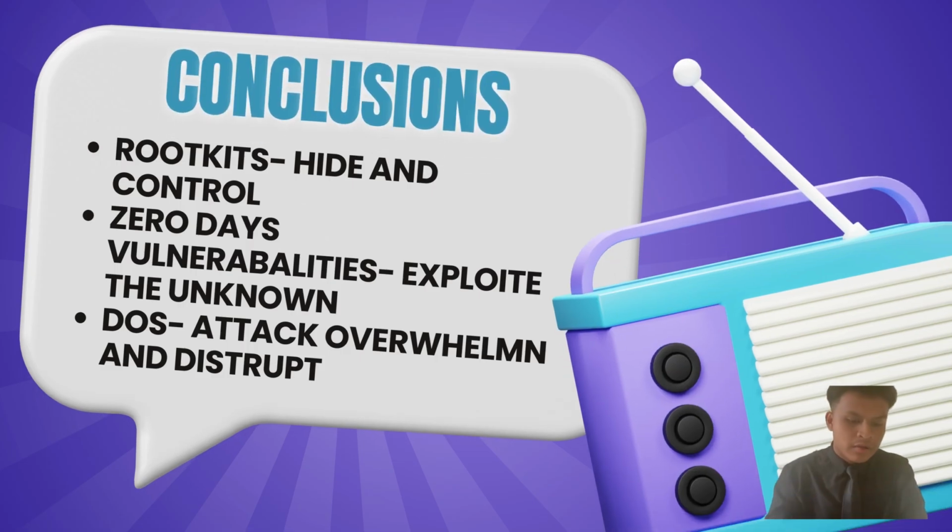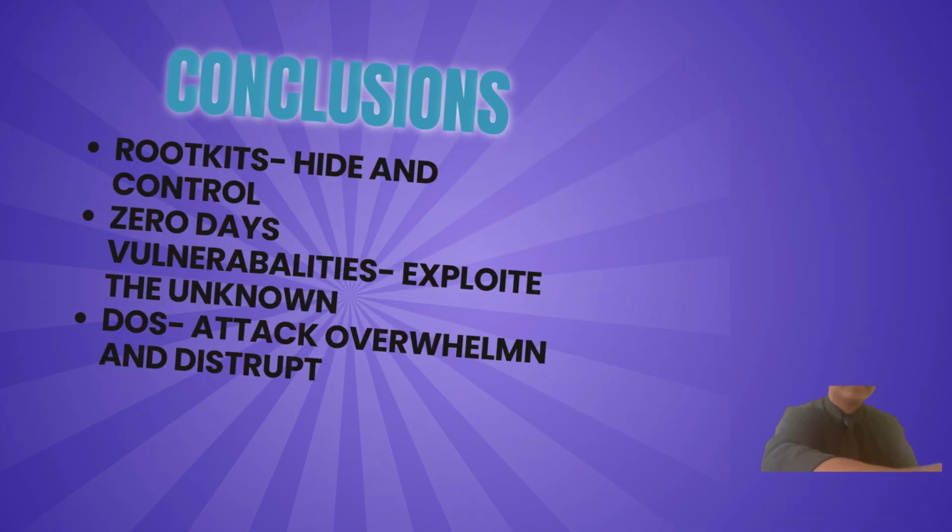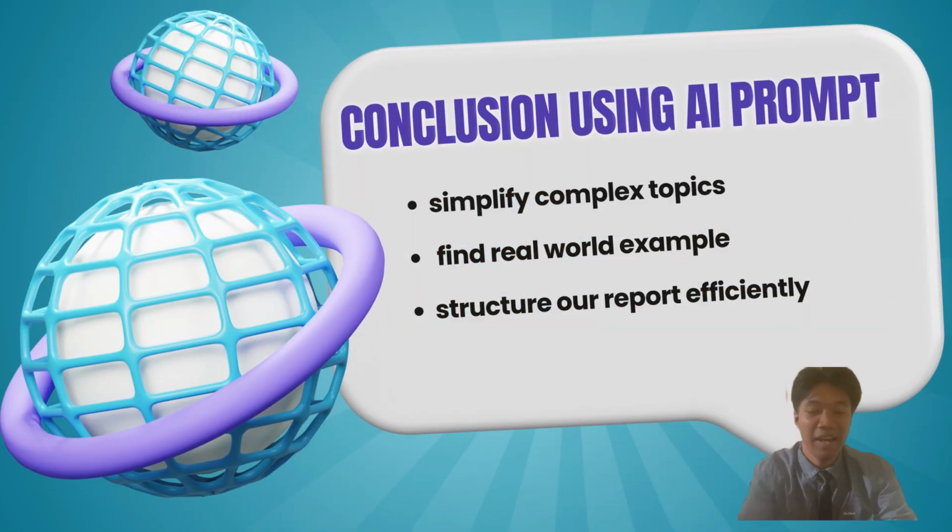So to sum up, rootkits hide and control, zero-days exploit the unknown, and DoS attacks overwhelm and disrupt. We also learned that AI prompting played a big role in our research. Clear, specific prompts helped us simplify complex topics, find real-world examples, and structure our report efficiently.